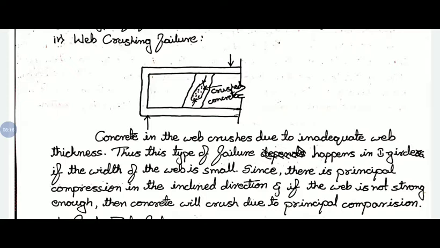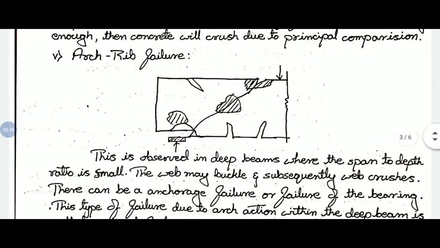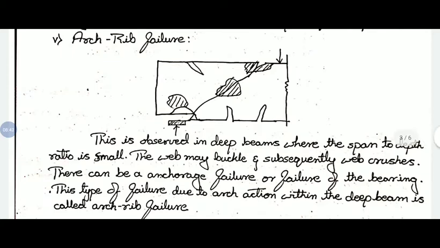So principal compression in the inclined direction, and if the web is not strong enough, the concrete will crush due to principal compression. So this we can majorly observe in I sections. This type of failure, web crushing failure, is majorly observed in I sections. And last type of the failure is arch rib failure.